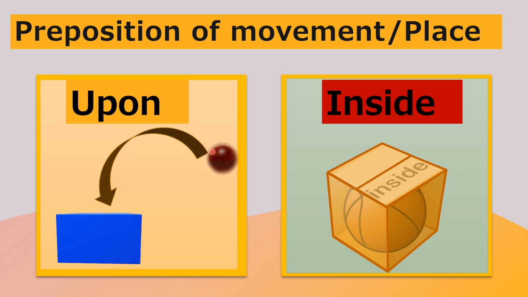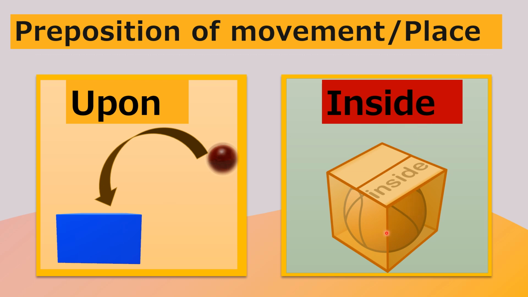Earlier we talked about where the ball was coming from outside and going in the box. So we use into. But now the ball is coming from somewhere and it is not going in something, but it is going to place itself on the surface of something. So we will call it upon. The cat is jumping upon the table. We can use the preposition upon in this way.